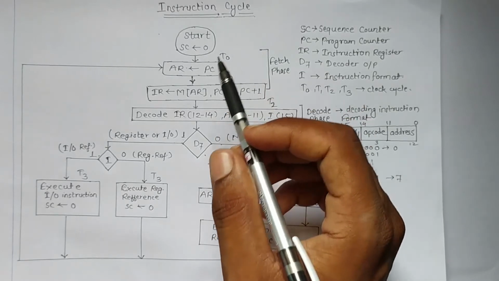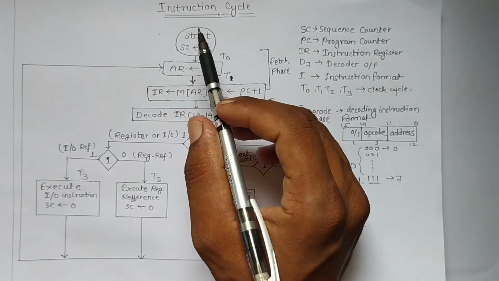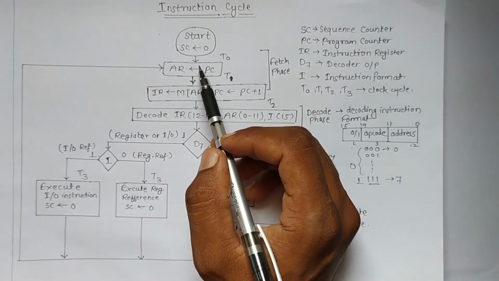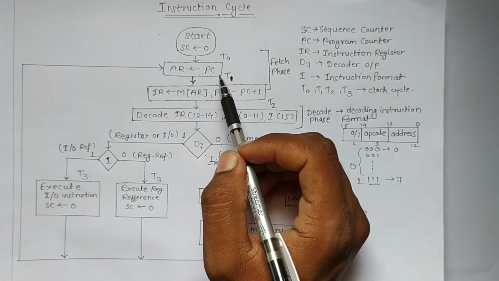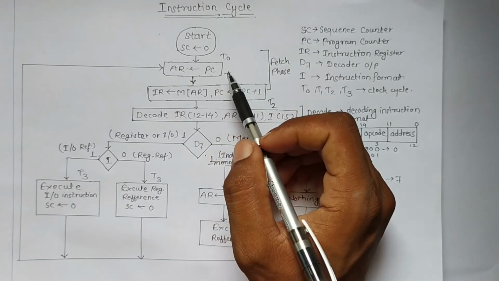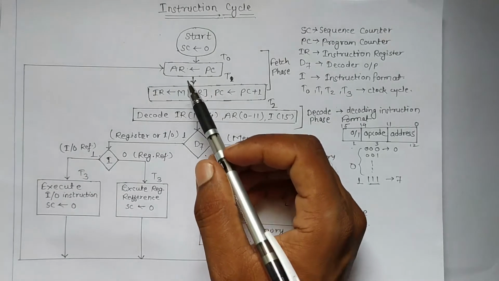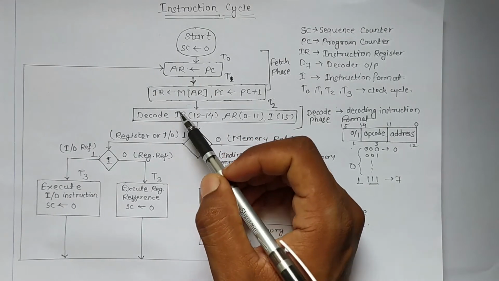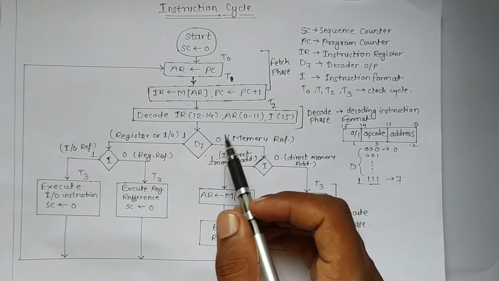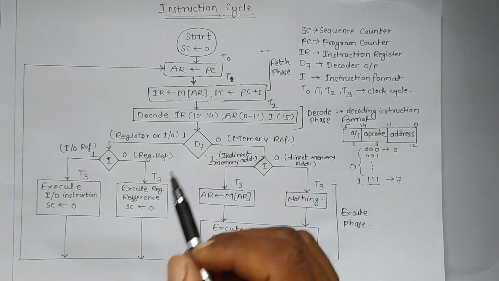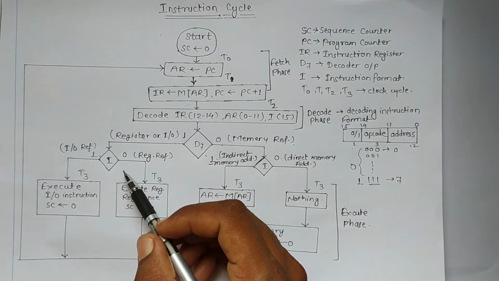Now, with the help of this flowchart, we can understand the instruction cycle. Here the SC is the sequence counter, the PC is the program counter, where the address of the first instruction is stored, the AR is the address register, the IR is the instruction register, and the output of the decoder is stored in D7. Here the I is the addressing mode, which is 1 bit.